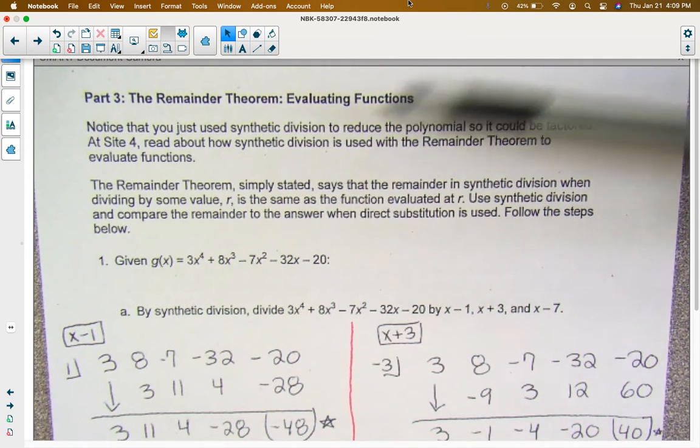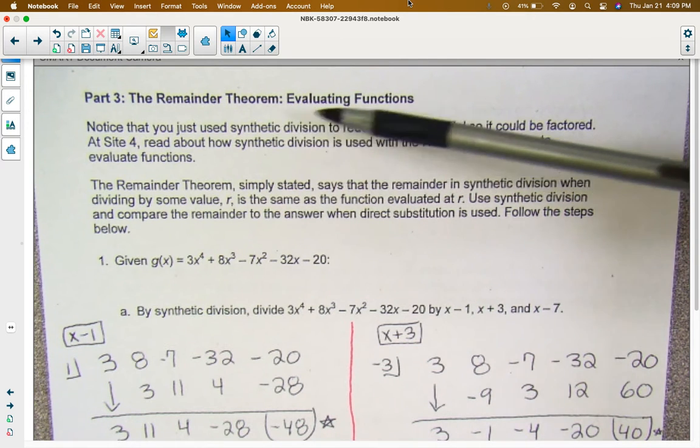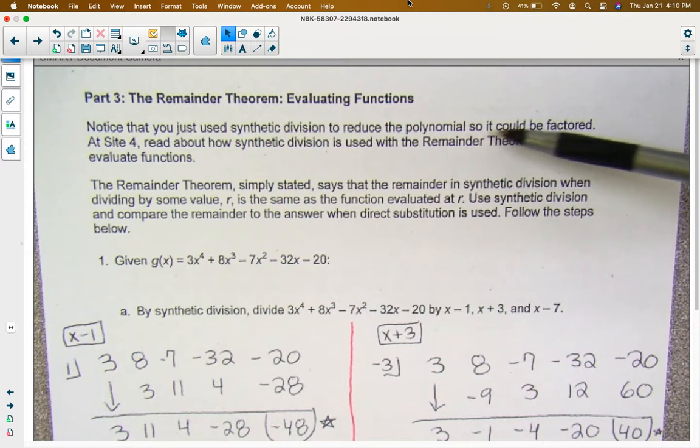Notice that you just used synthetic division to reduce the polynomial so it could be factored. We did that in part 2. We read about synthetic division. I taught you about that. Now we're going to do the remainder theorem to evaluate functions.